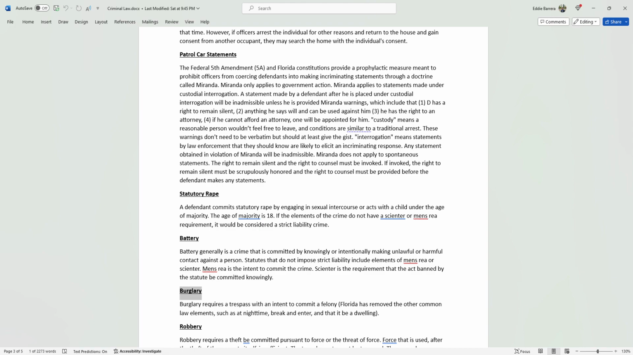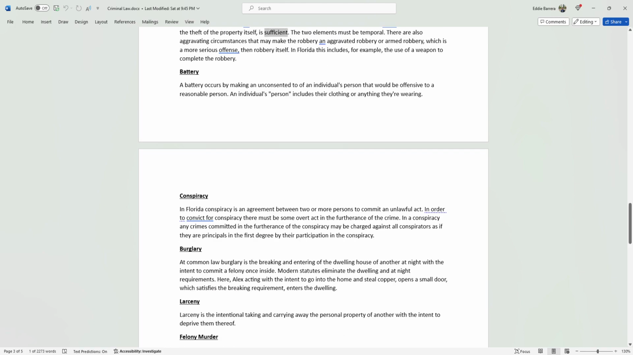Burglary. Burglary requires a trespass with an intent to commit a felony. Florida has removed the other common law elements, such as at nighttime, break and enter, and that it be a dwelling. Robbery. Robbery requires a theft be committed pursuant to force or the threat of force. Force that is used after the theft of the property itself is sufficient. The two elements must be temporal.